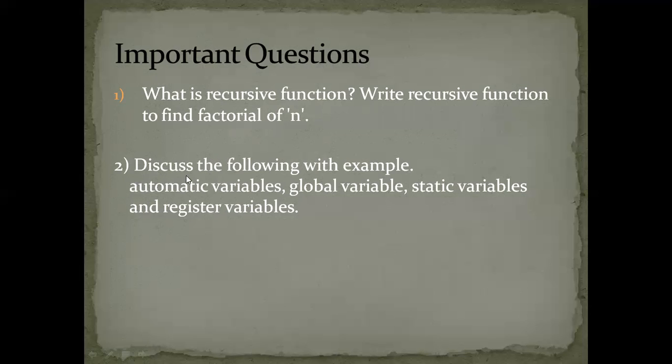Another question is: discuss the following with examples. It is about storage classes. How many variables are there? 4 variables: automatic variable, global variable, static variable, and register variable. So you have to explain all 4 variables.